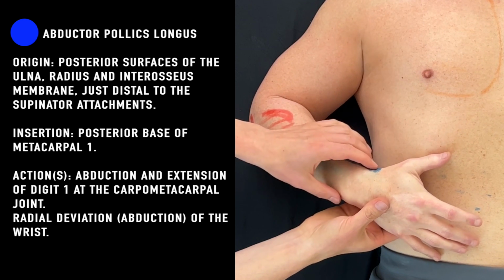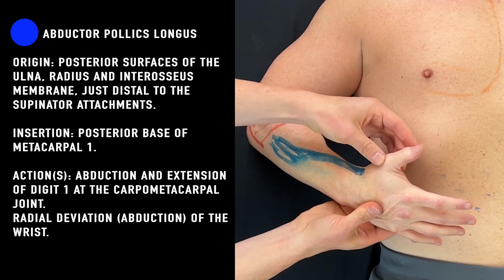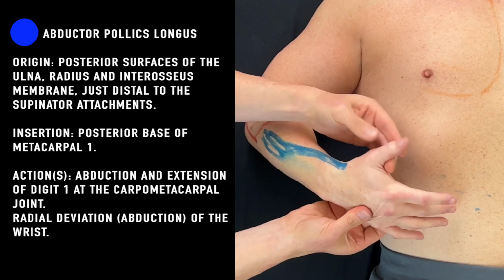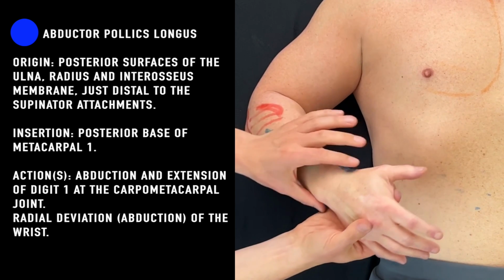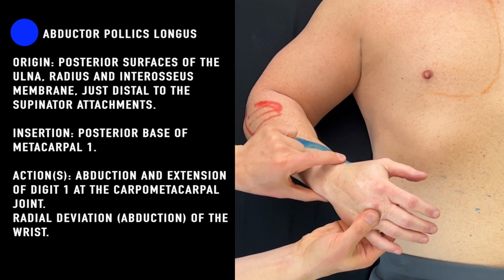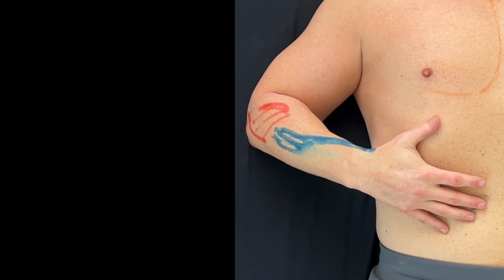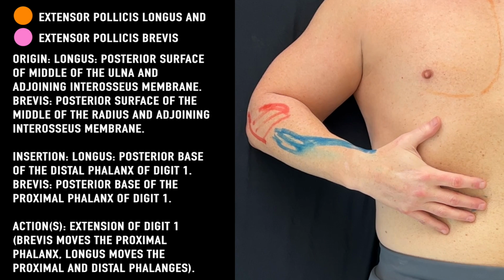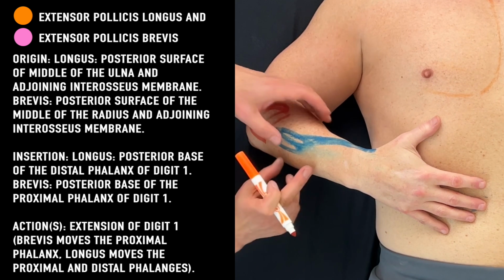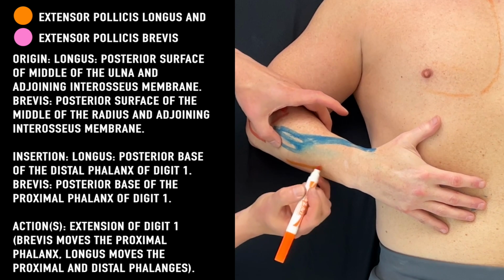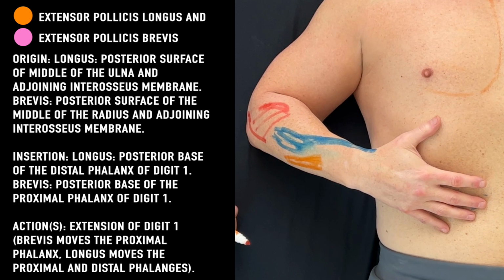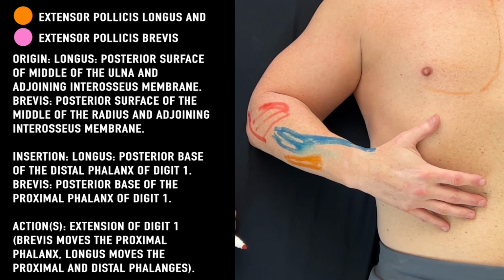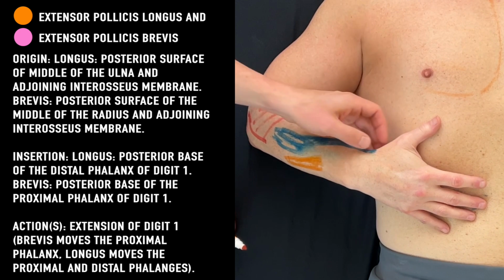And this one is going to abduct and extend the thumb, pulling it back in that direction. It will also assist radial deviation of the wrist. The extensor pollicis longus attaches from the posterior surface of the middle of the ulna and the adjoining interosseous membrane. That is right along here. It is going to insert on the posterior base of the distal phalanx of digit number 1.